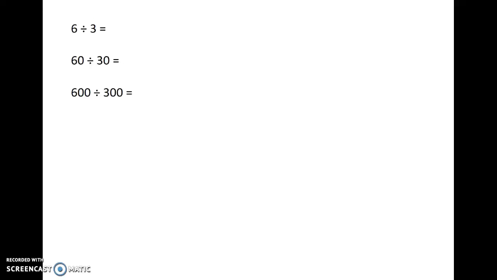Hello, today we are going to continue dividing decimals, but we are going to learn how to divide by a decimal number. Up until now we've just divided decimal numbers by a whole number. Today we're going to learn how to divide by a decimal.